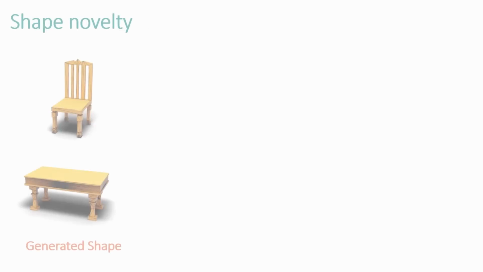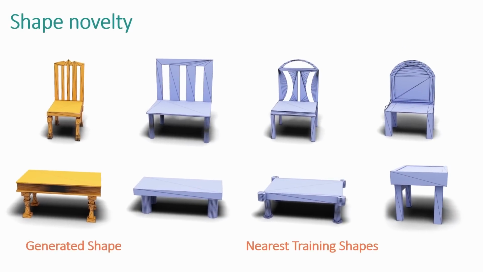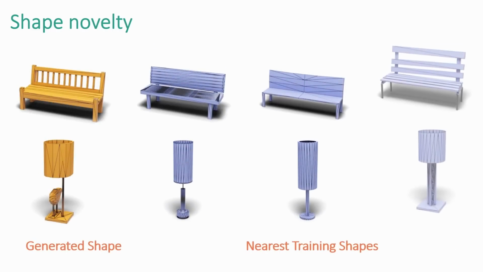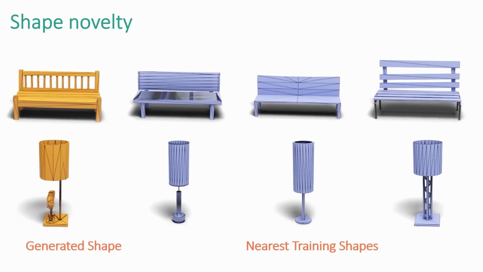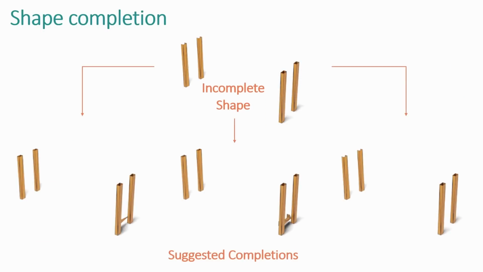We show the nearest neighbors to our generated shapes in terms of chamfer distance, verifying our model's capability of producing novel shapes different from the train set. Given incomplete shapes, our model can suggest multiple possible shape completions.